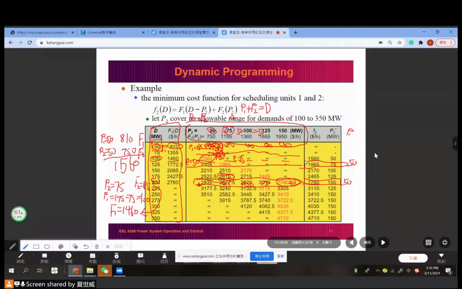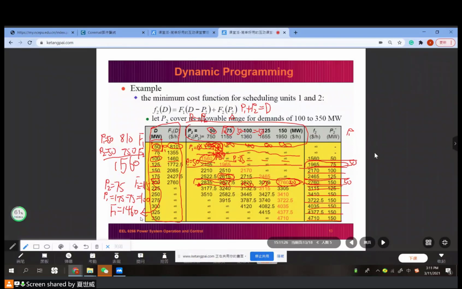So that means to support a total load of 100 by P1 and P2, the optimal solution is this. To support a total load of 125, the best solution is this. To support 150, the best solution is this. To support 175, the best solution is this. Okay, so we continue. We can calculate this table.